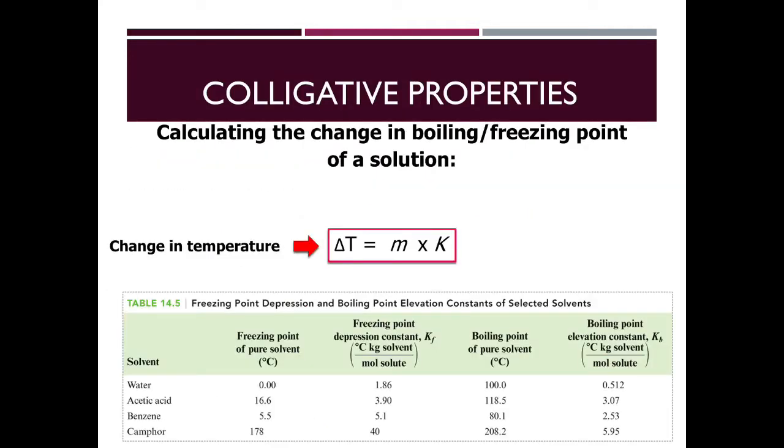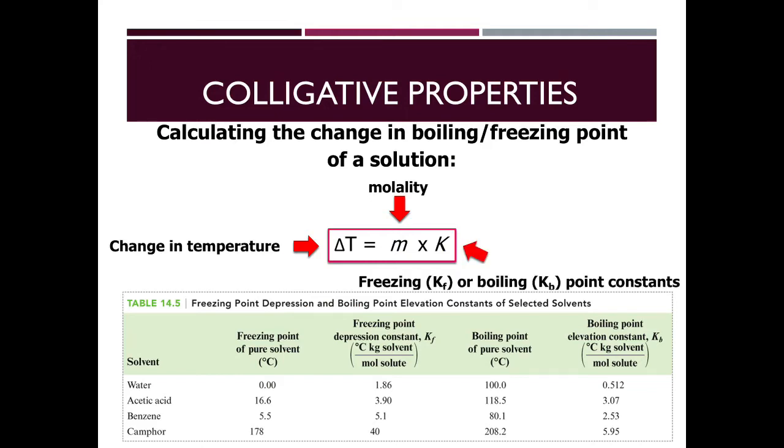For colligative properties, we use this particular equation. Our change in temperature is going to be equal to m times K, where m is not your mass, but your molality. Molality is the one I said we were going to leave for this section because we're going to use it a lot. Our change in temperature, the amount that your temperature will differ from your normal boiling point or your normal melting point, will be your molality times K.